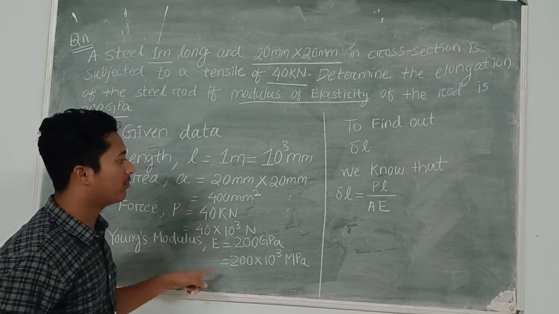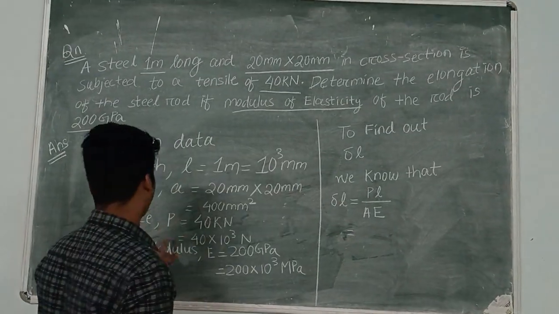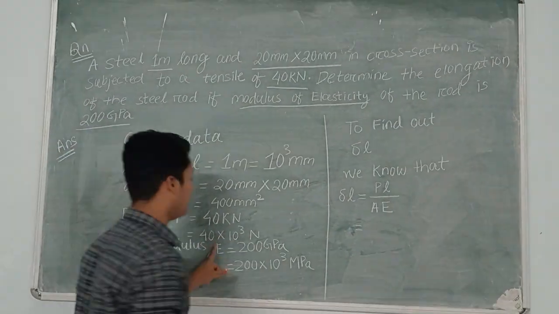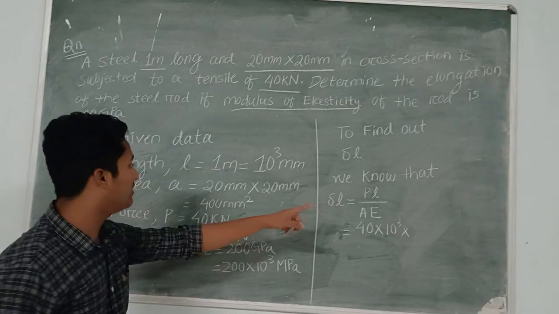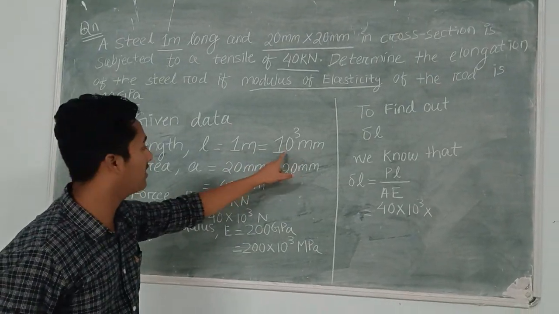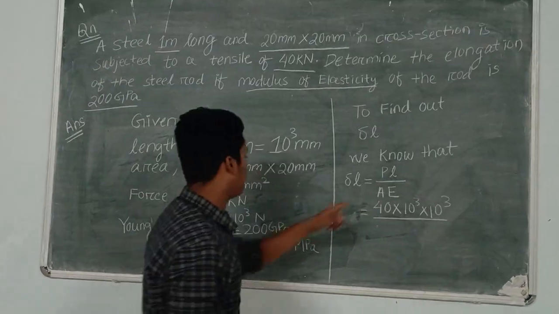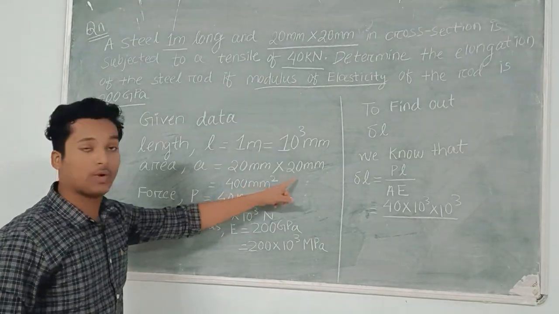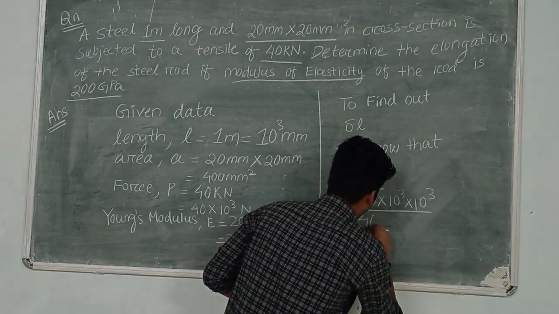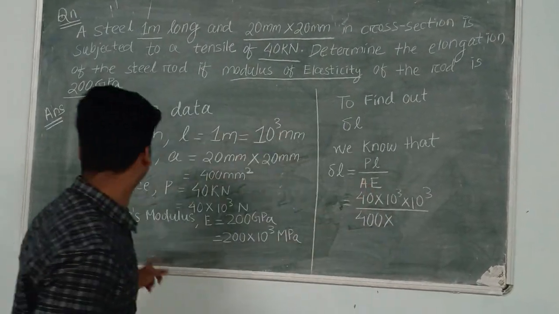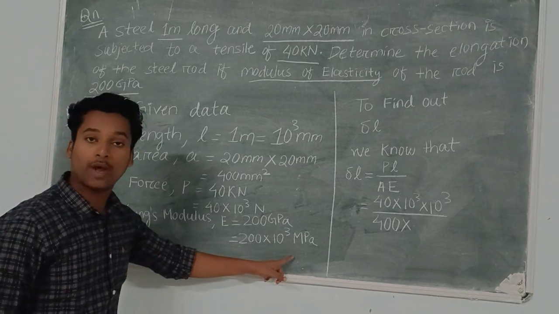We put all the values of P, L, A and E. So how much P is given, that 40 kilonewton, we converted into Newton format, that is 40 into 10 to the power 3. Now length is given in meter format, we converted into millimeter format, that is 10 to the power 3 millimeter. And area is cross sectional area 20 millimeter into 20 millimeter, which is given as 400 millimeter square. And now E is nothing but Young's modulus of elasticity, which is given as 200 GPa, and I have converted into MPa, megapascal.